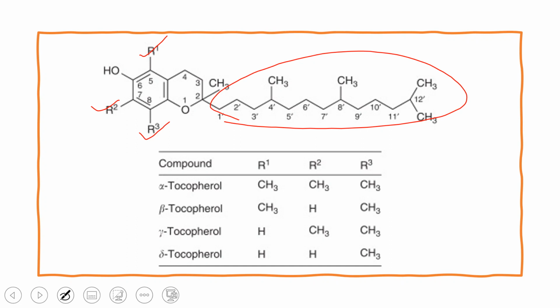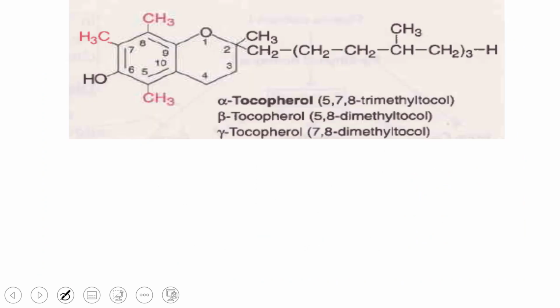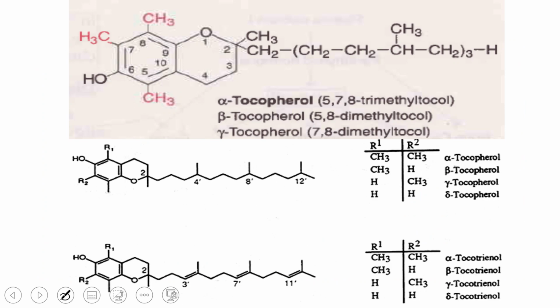Similarly, I will write it here. This is 5, 7 and 8. In case of beta, it will be 5 and 8. In case of gamma, it will be 7 and 8, and in case of delta, it will be only the 8th position. So this is how we are going to call tocopherols and tocotrienols. So this is overall tocopherols and tocotrienols. So in total we are having 8 different forms of vitamin E.